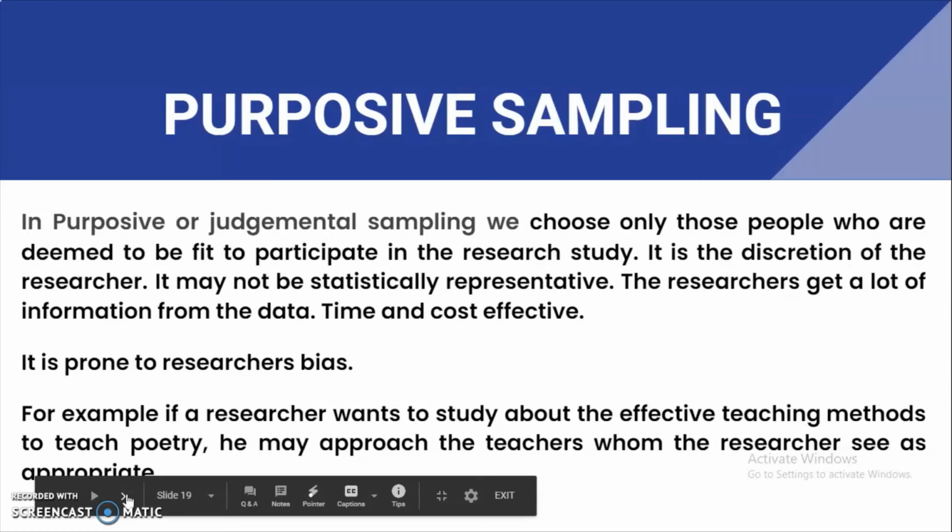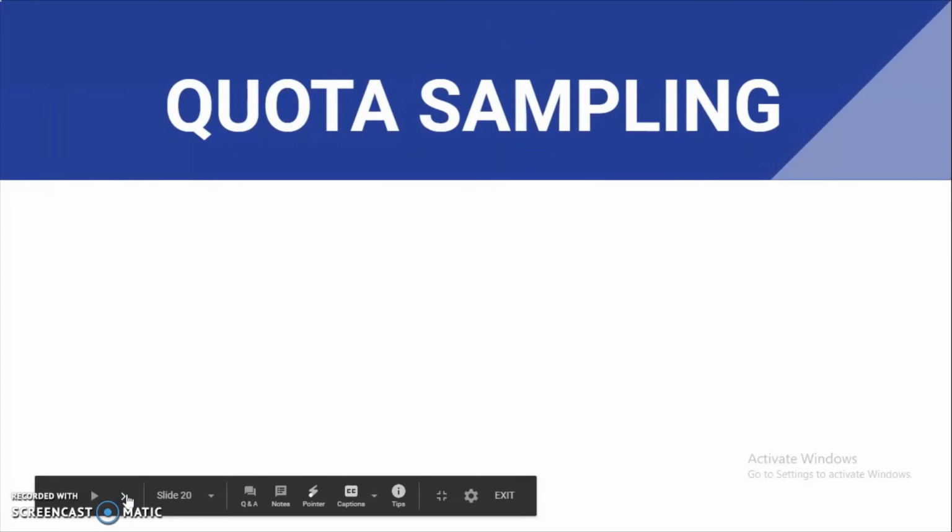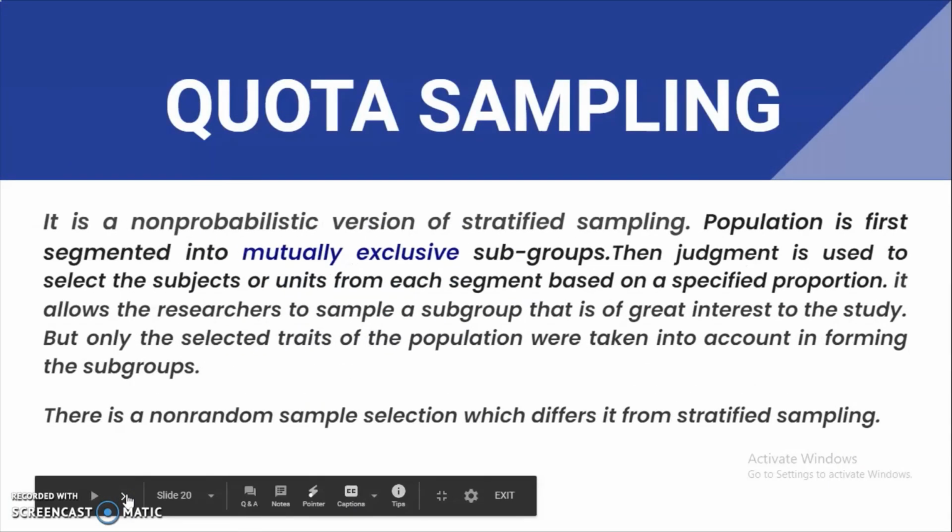So here the problem is that it may depend on the researcher's bias, and there may be sampling bias also. But this is also one of the ways used in non-probability sampling methods, that is, purposive sampling. Then the next one is quota sampling.